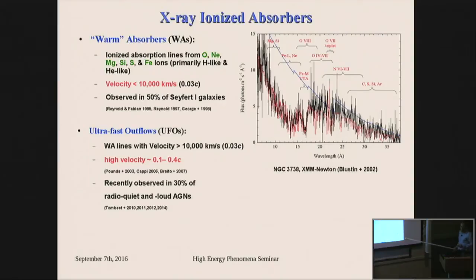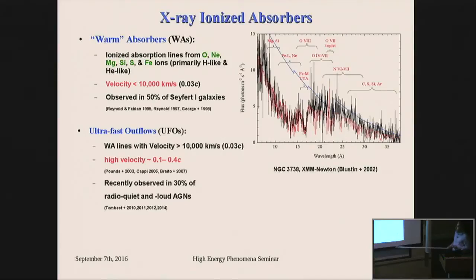There are two types of ionized absorber. One of them is historically called the warm absorber because we first observed it below 2 keV. Historically, only magnesium, silicon, sulfur and oxygen showed this warm absorber, and later we saw it in iron.